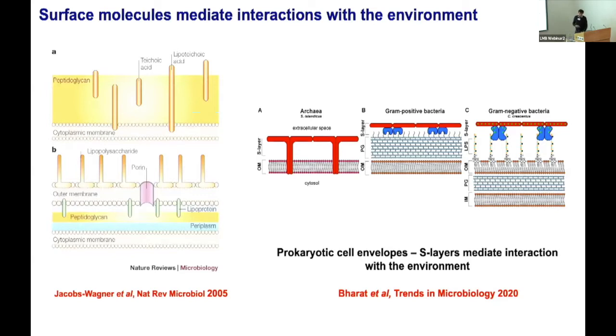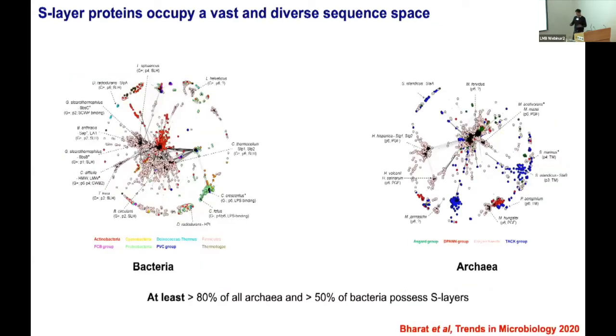The story that I'm going to tell you is about prokaryotic cell surfaces. So for the non-biologists, many prokaryotic cells, including gram-negative bacteria, gram-positive bacteria, and archaea, are surrounded by a paracrystalline array of molecules that surrounds the entire cell. And these entities are called surface layers or S layers.